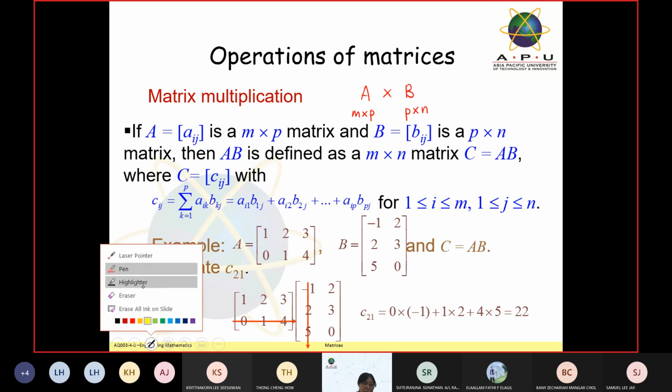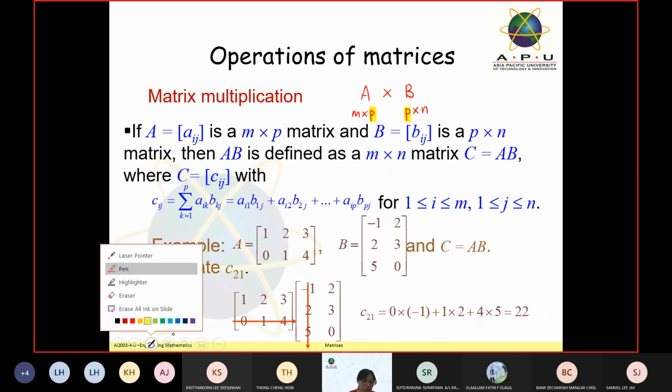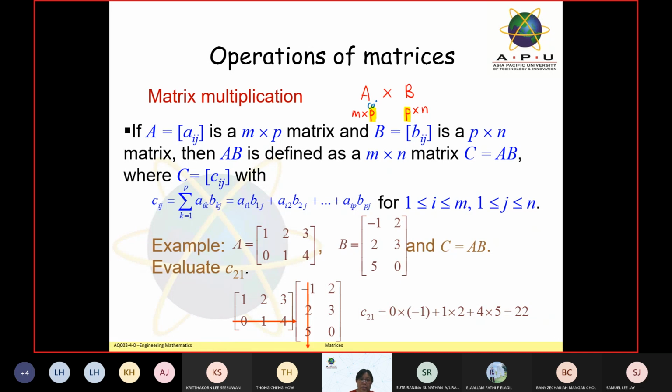For the first matrix, the number of columns must be the same as the number of rows for the second matrix. I repeat again: the number of columns, because it's rows times column. This one is a column. This one is a row. So the number of columns for the first matrix must be the same as the number of rows for the second matrix. Then the two matrices can multiply. If the number of columns from the first matrix and the number of rows from the second matrix are different, they can't multiply.